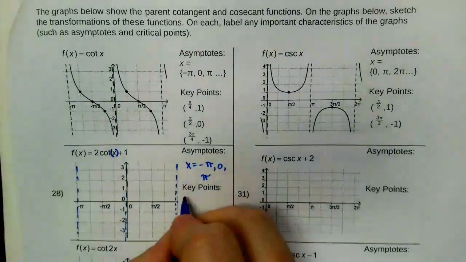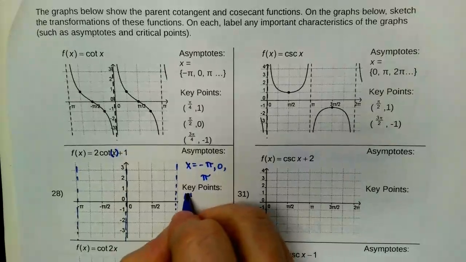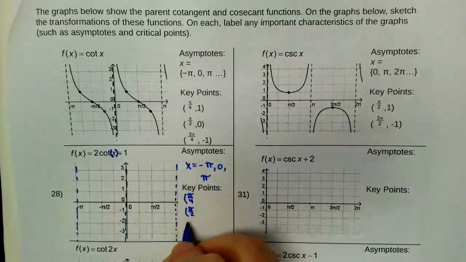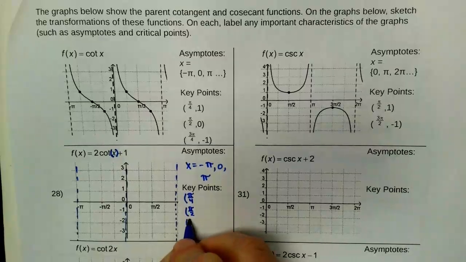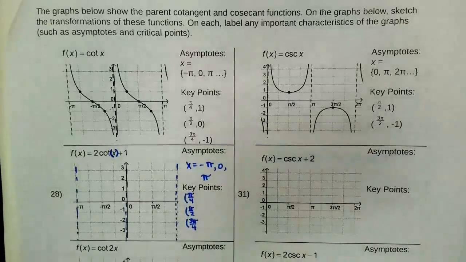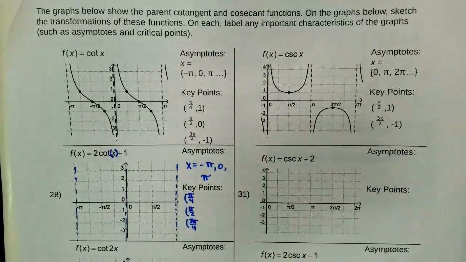Of my key points, the X values aren't changing. So I'm going to go ahead and write the parentheses and the X value of each one because they're not changing anyway. Because these transformations are only Y changes.